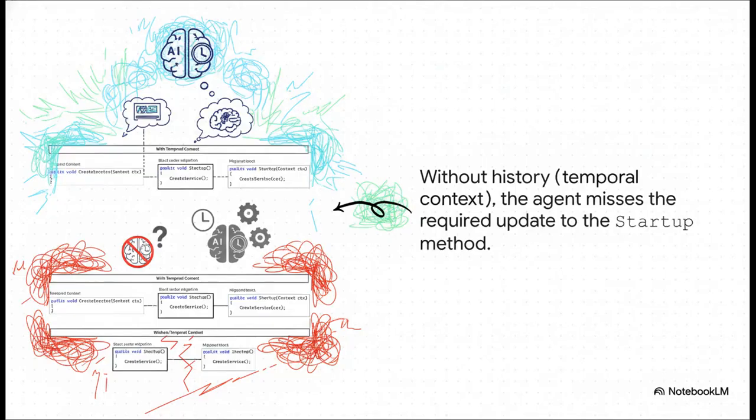And this example shows you exactly why that memory is so critical. Without knowing that a previous edit changed the create service method, an agent is just flying blind, and it misses the required update in the startup method. But with temporal context, the agent remembers. It knows the why. It sees that create service was just changed to take a context object, so it knows to update the call in startup to match. Without that history, you just get broken code.